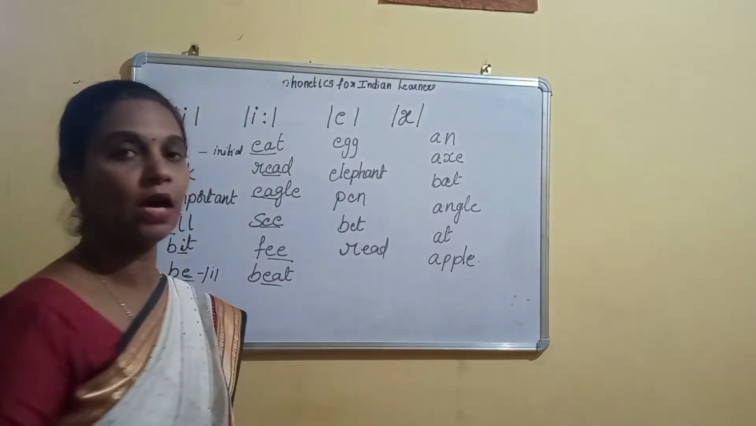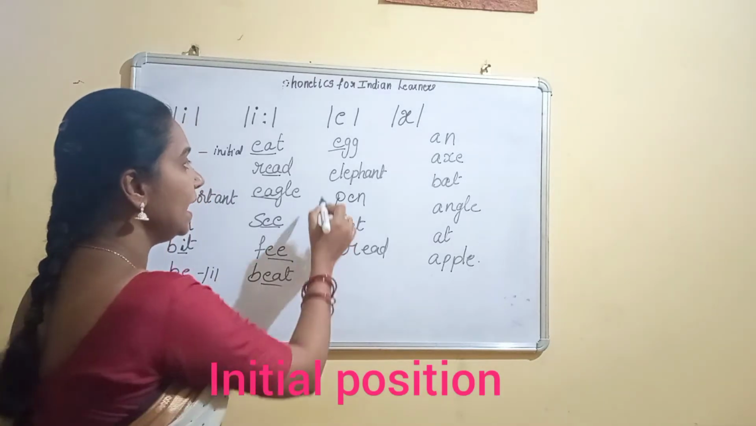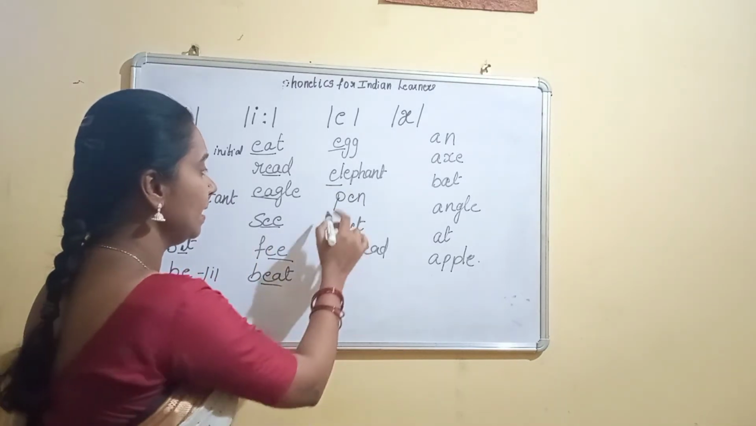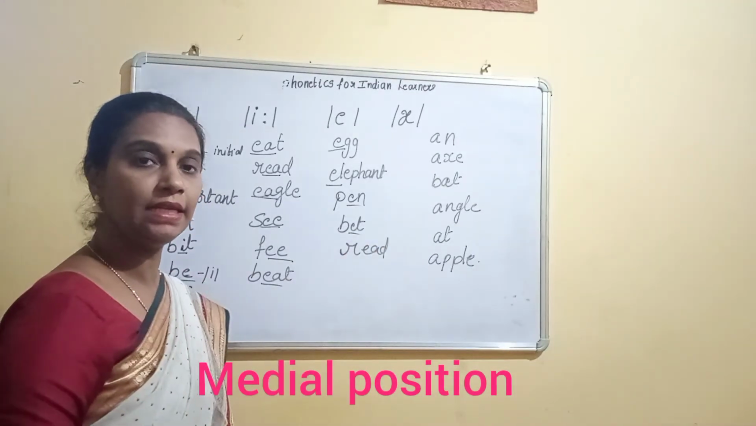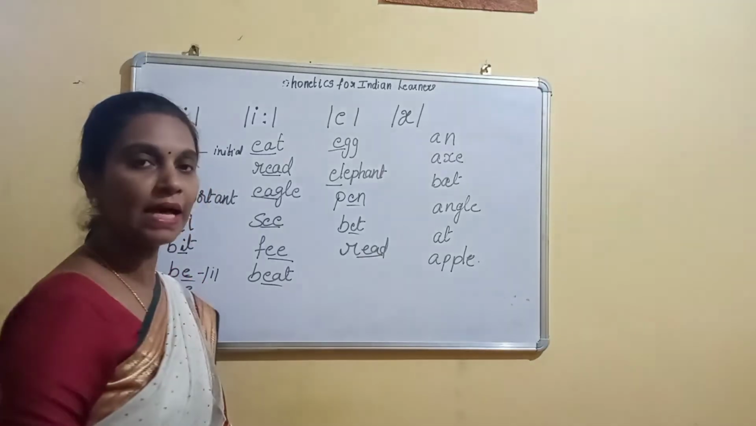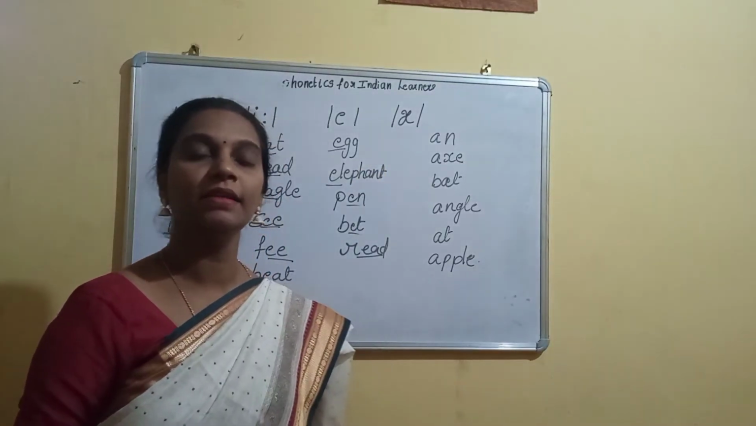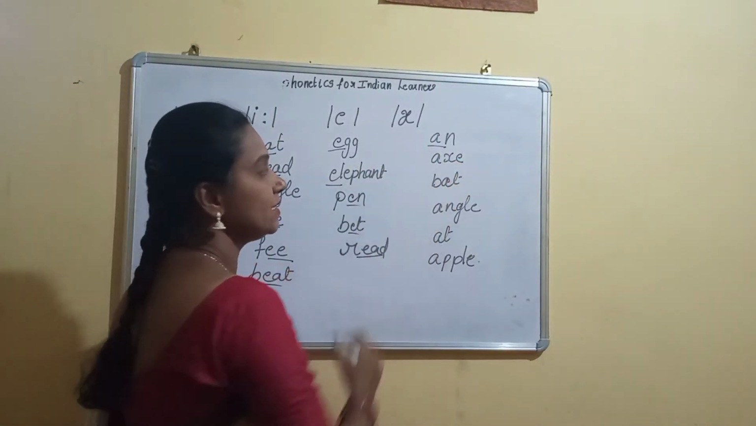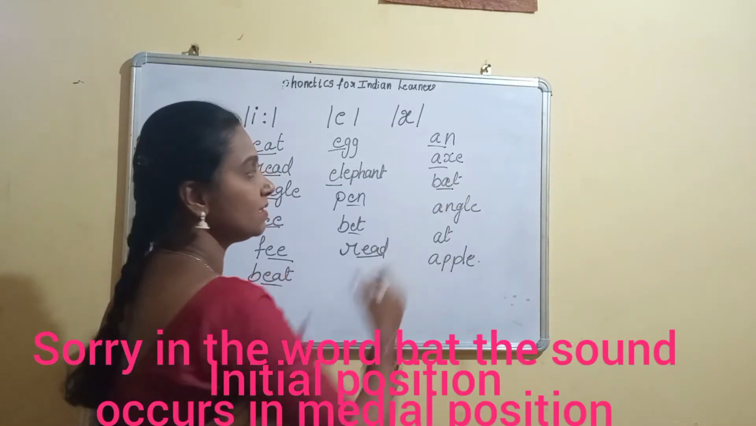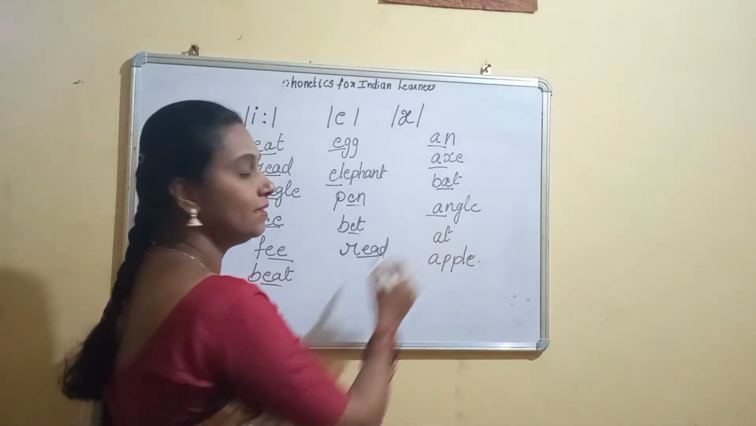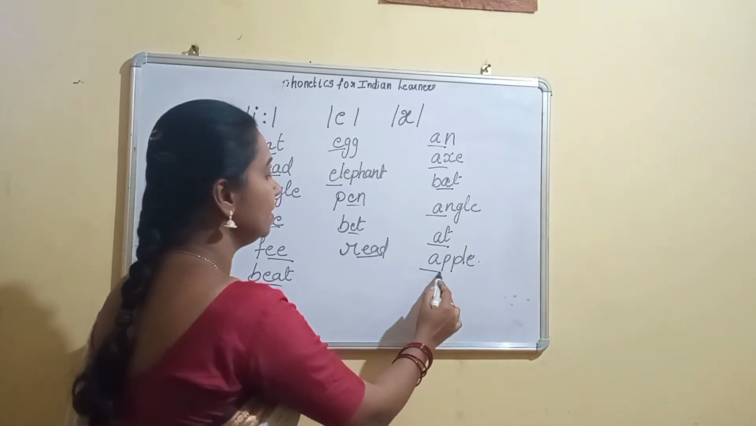Now it is the sound A. In the word egg, it occurs in the initial position. Elephant, initial. Pen, medial. Bet, medial. And red, this is the past form, it is medial. Next it is the sound A. So in the word at, it is in the initial position. Axe, initial position. Bat, initial. Angle, initial. At, initial. And apple, initial.